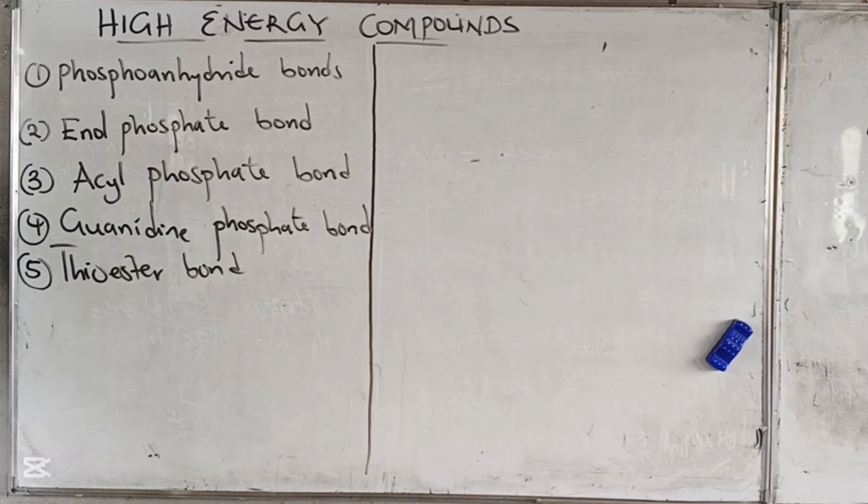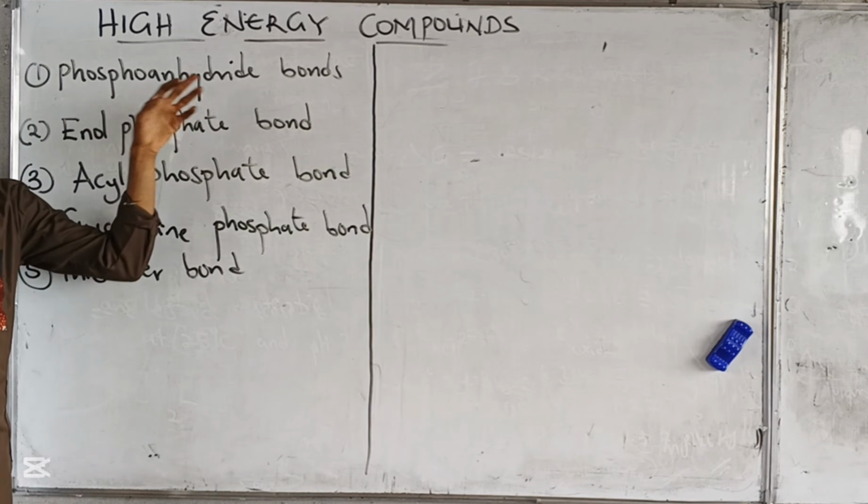Now, high energy bonds are found in high energy compounds, and high energy bonds can be grouped into 5. The first one here is phosphoanhydride bonds.